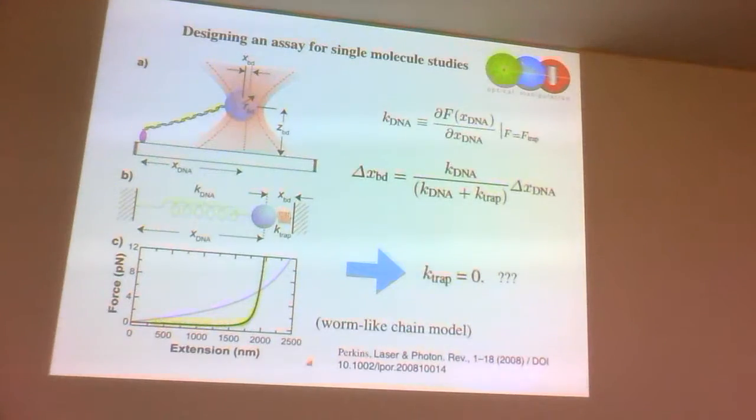Genius, right. If I don't use a trap, though, I've not got to localize them. So how do I get a trap with no stiffness, but actually still trap it? What am I talking about?